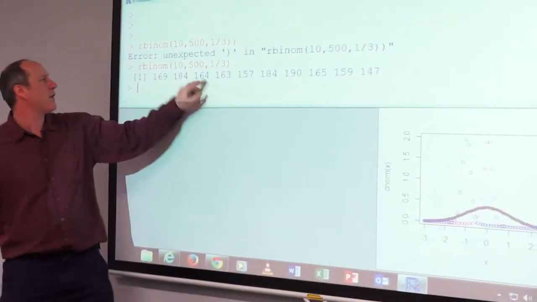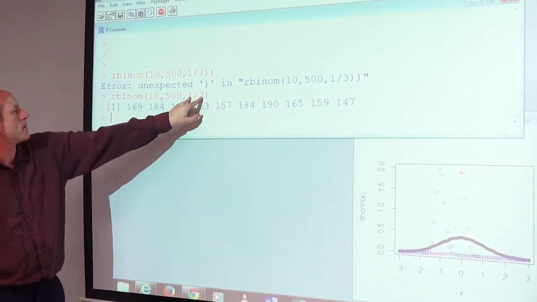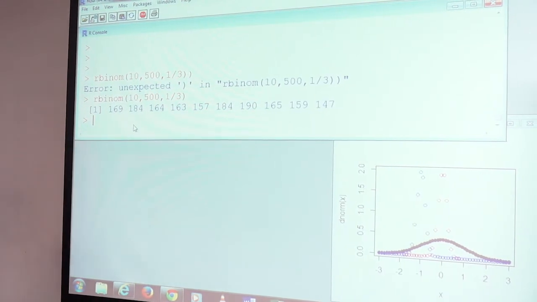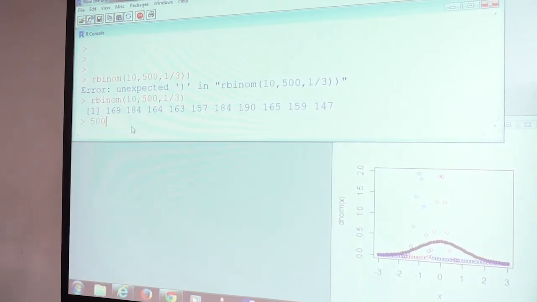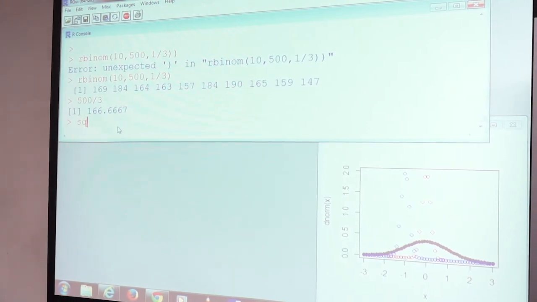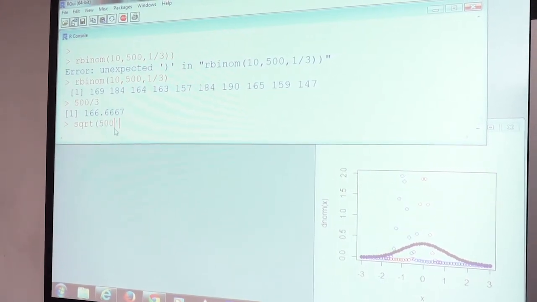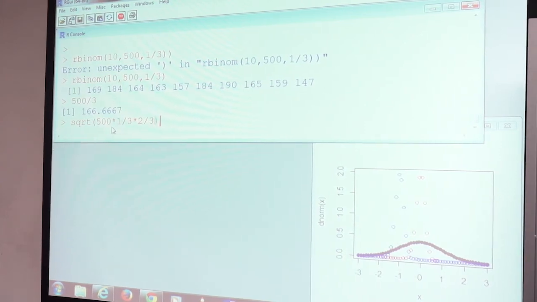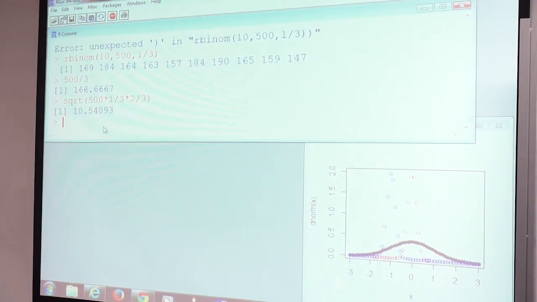So what I'm saying is that if I've got 500 trials with a probability of success of a third, these numbers here are approximately Gaussian with mean 500 over 3 and standard deviation the square root of 500 times 1/3 times 2/3. So let's have a look at that.